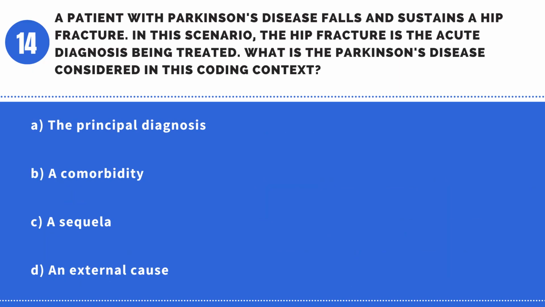Question 14. A patient with Parkinson's disease falls and sustains a hip fracture. In this scenario, the hip fracture is the acute diagnosis being treated. What is the Parkinson's disease considered in this coding context? A. The principal diagnosis. B. A comorbidity. C. A sequela. D. An external cause.